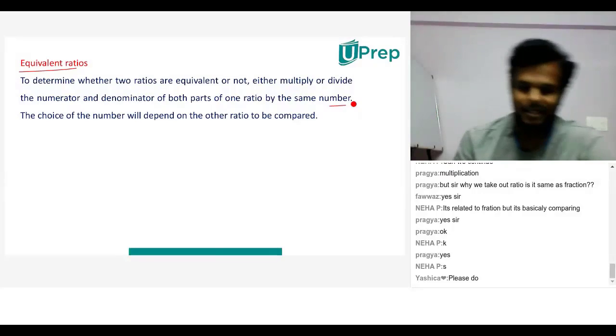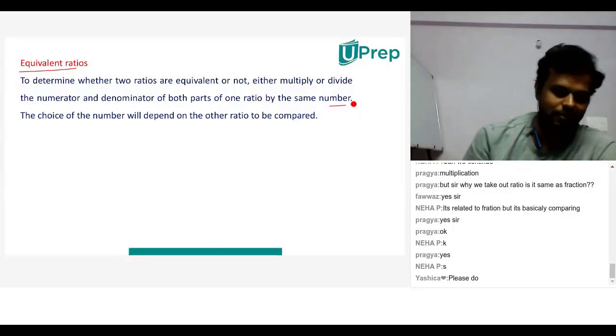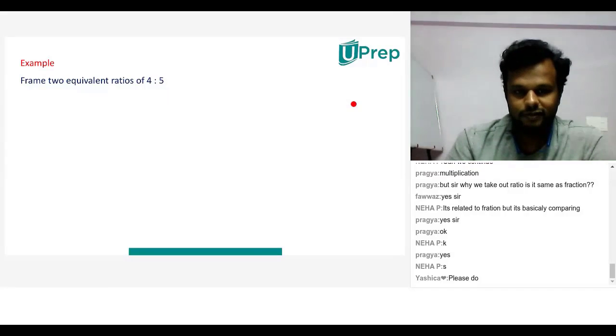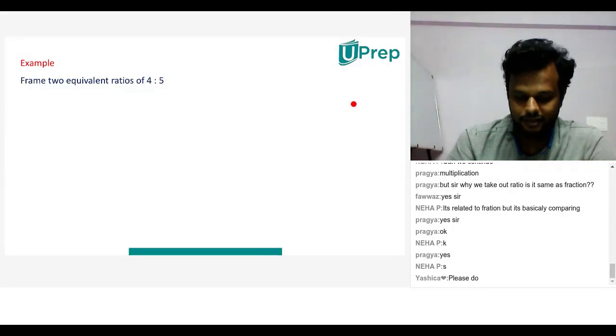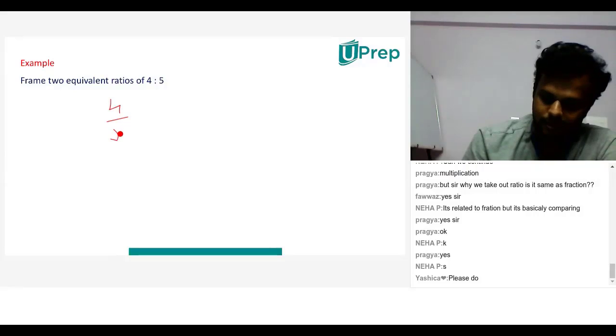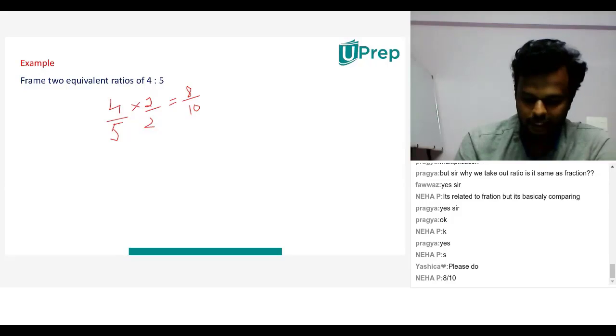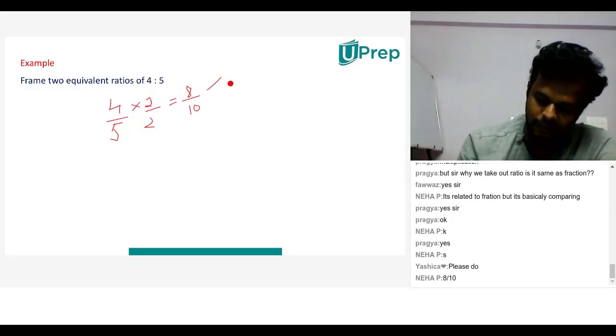So what he exactly says is, when we look into an example, we'll understand what he's exactly speaking. Frame the equivalent ratio for 4 by 5. So two equivalent ratios. Now what we do here, children, if I multiply with 2 in the denominator as well as 2 in the numerator, what will I get here? I get 8 by 10. Yes. Now this is one equivalent ratio. 8 by 10 is one equivalent ratio.